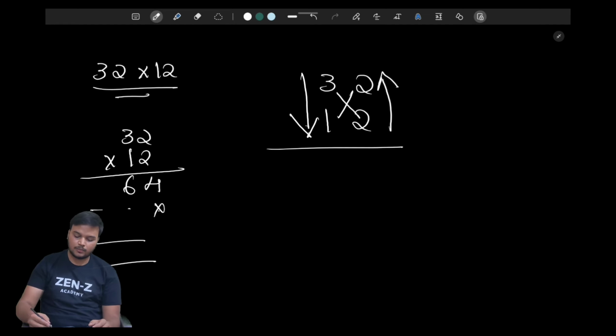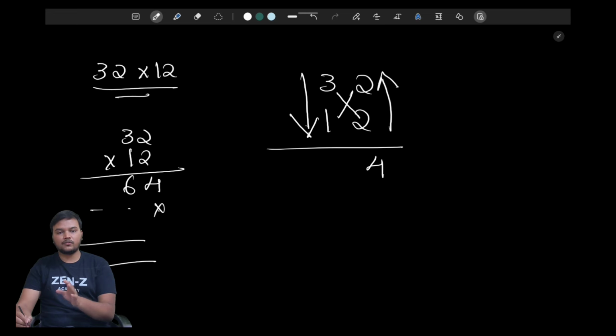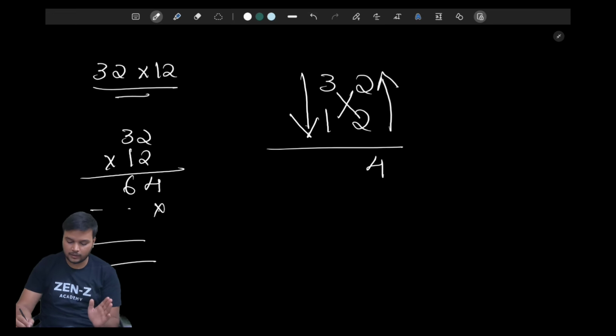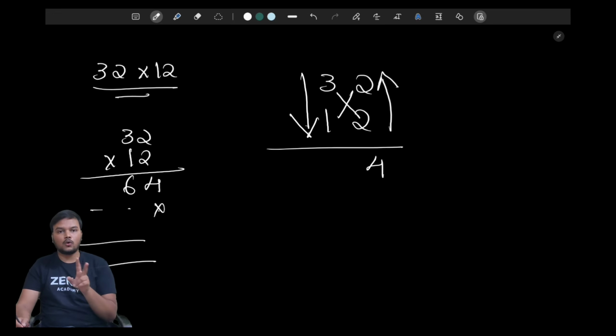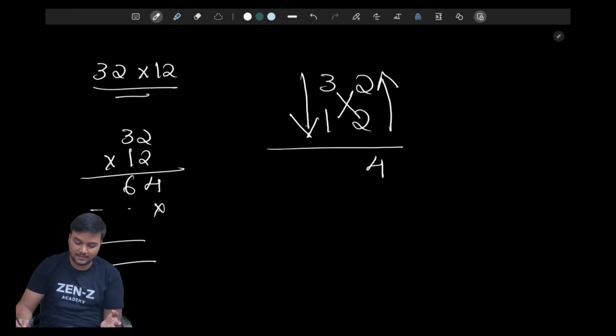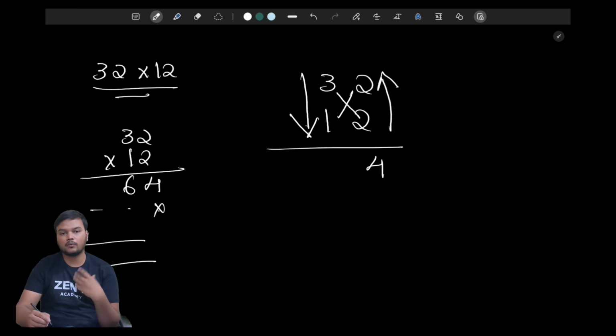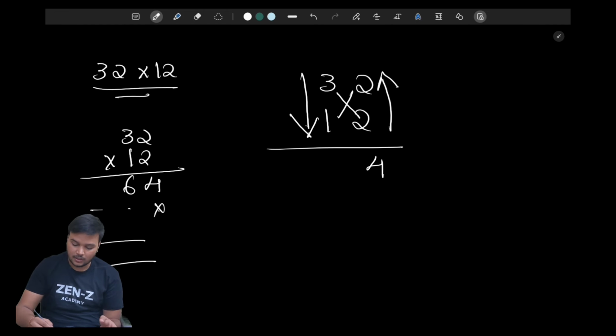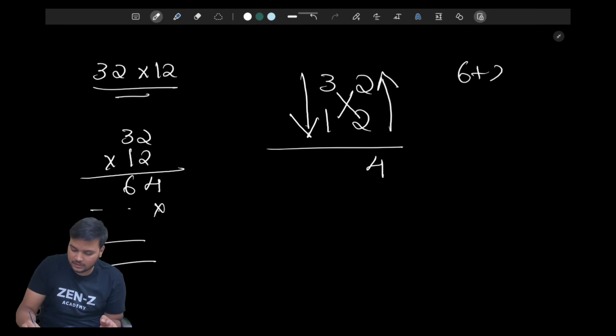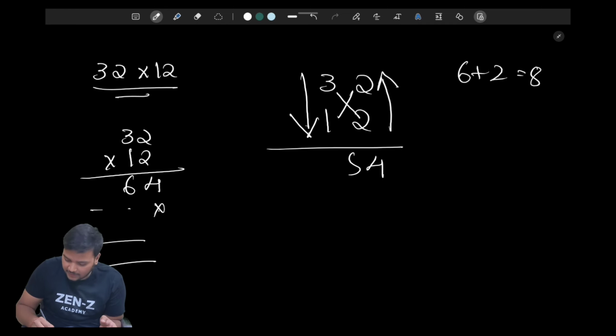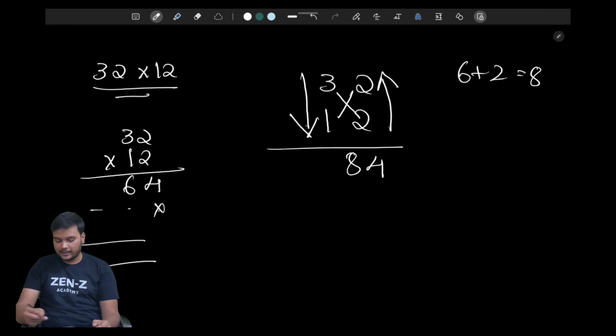What has to be done: 2 2s are 4, so any option which is ending with 4 is your answer. You can go forward and mark it. But if there are 2 options which are ending with 4, then you have to multiply and get the other integers. So here, multiply these two numbers: 3 2s are 6 and 2 1s are 2, which is equal to 8. Any number which is ending with 84 is your answer.